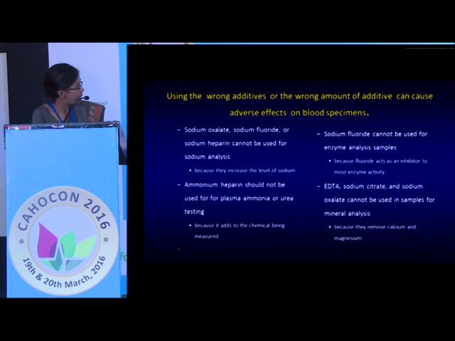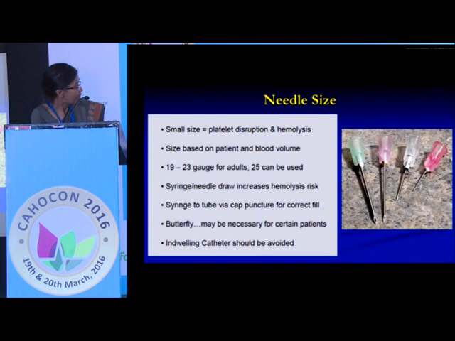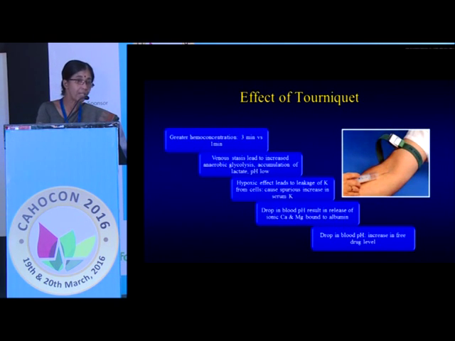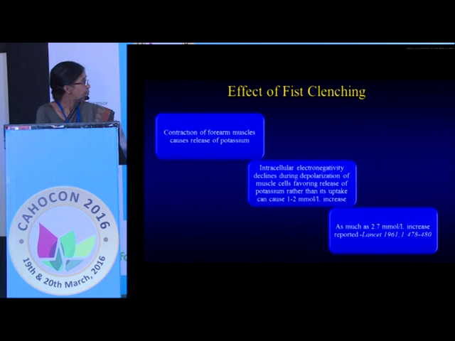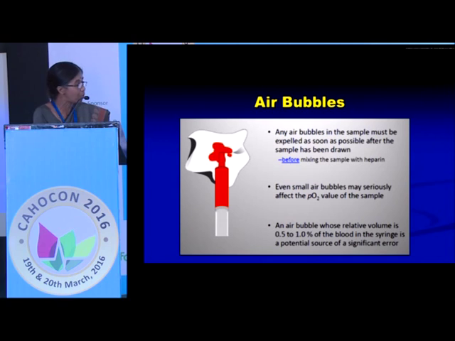Order of draw is something that I mentioned. The size of the needle could contribute to hemolysis if you use a very fine needle. Importantly, there are times the technician, the phlebotomist, not realizing the fact, would push the blood through this narrow needle into the tube, which could definitely result in hemolysis. The effect of a tourniquet being tied for too long, too tight, more than a minute, can have serious consequences. The effect of fist clenching is something that we all know about.